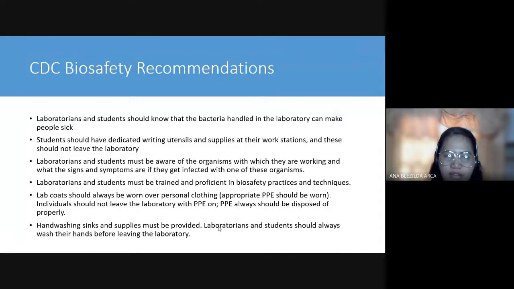So, sabi dito, number one recommendation is that dapat all of the students and laboratorians should know the bacteria being handled in the laboratory. Dapat meron kayong knowledge kung ano ba yung mga microorganism and how the microorganism can make people sick. That's why sa ating medtech course, meron tayong course na bacteriology, meron din tayong mycology and virology. Inaaral natin doon ang mga bacteria at viruses and how we get sick from them. Okay, importante yan yung knowledge.